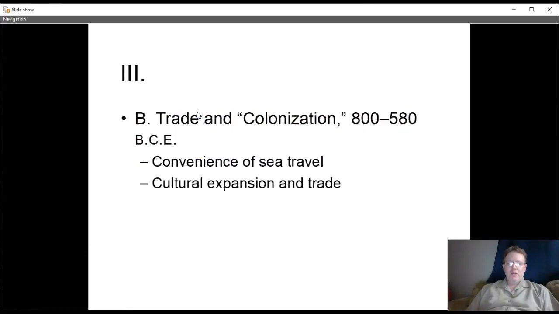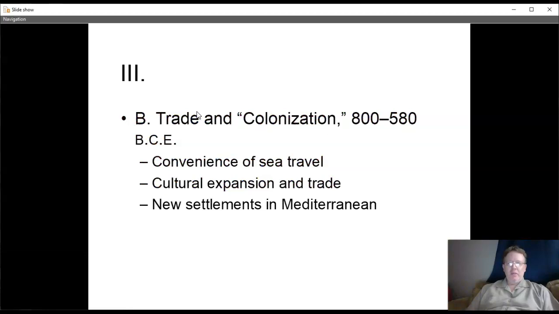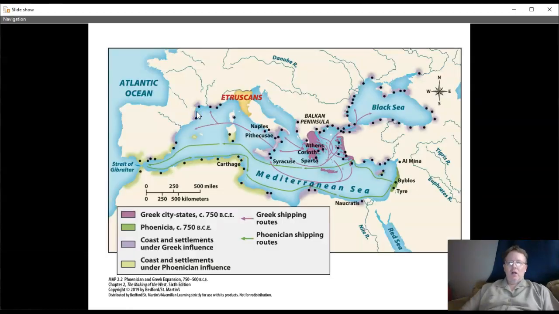Cultural expansion and trade, new settlements in the Mediterranean and beyond. All right, so here we have an excellent map of the region. You have the Greek peninsula right here. Remember, this is a peninsula. It's not an island. Very rocky, very mountainous. Here we have Ionia, which is Asia Minor.